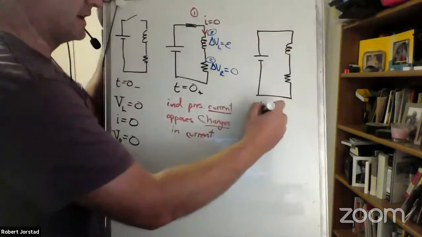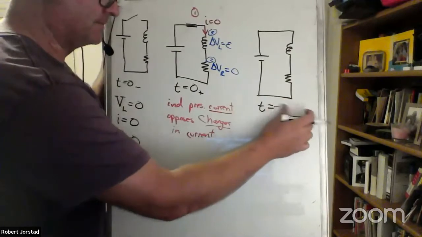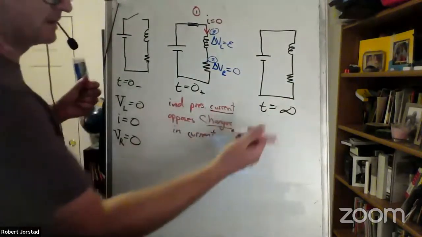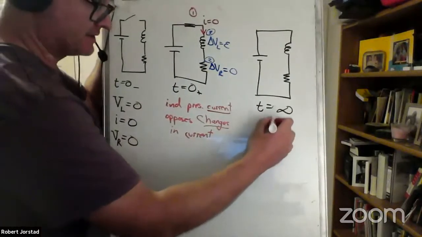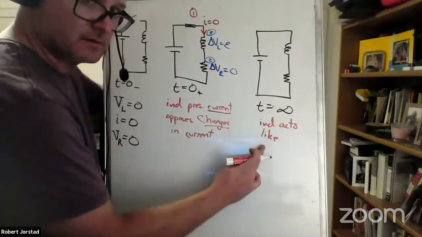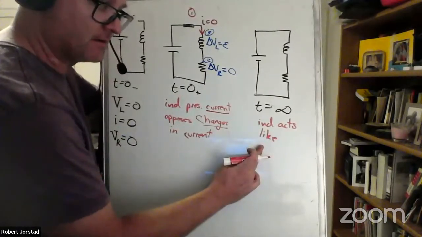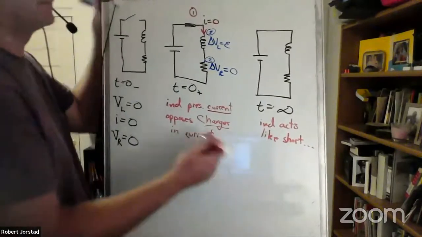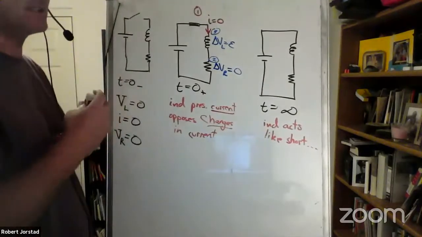This is t equals infinity. After a long time, what was the trick? What do we know about this? The inductor acts like a short or a break? Short. Okay. If it acts like a short, what does that tell you? That the current is max through the whole thing. Yeah, good way to start.